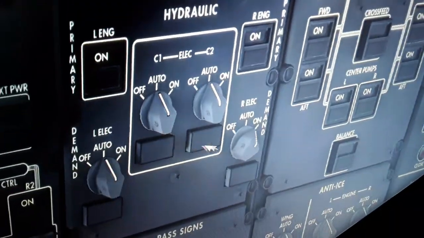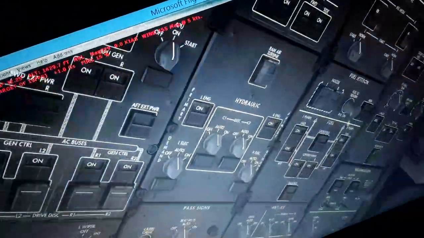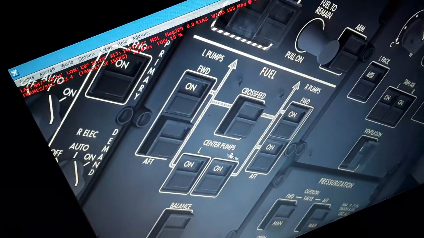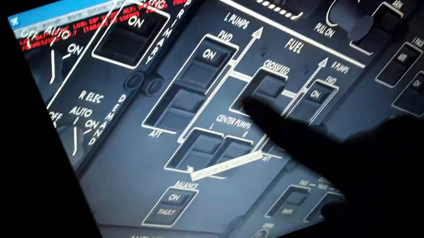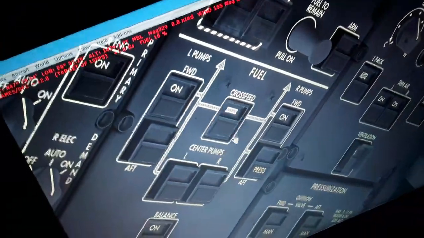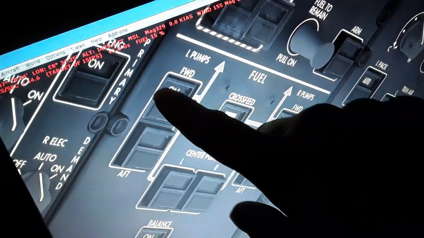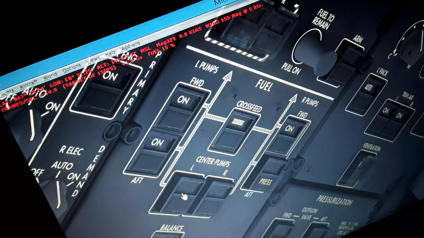So let's turn them in the auto position. We have also the lighting system and the windshield wipers, the fuel on board, the left and the right fuel tank, the center tank, the crossfeed valve. We can use either fuel booster pumps for the balance. We can use the crossfeed valve itself to feed either left and right engine if we have a failure. So we can feed either engine with either tank or either pump using the crossfeed valve here.